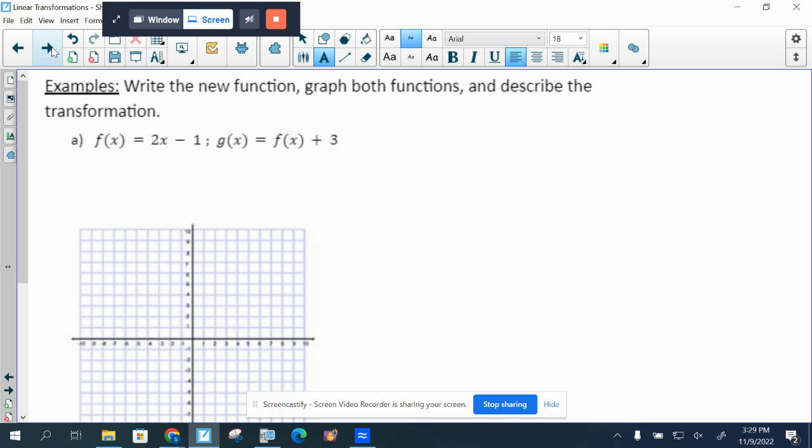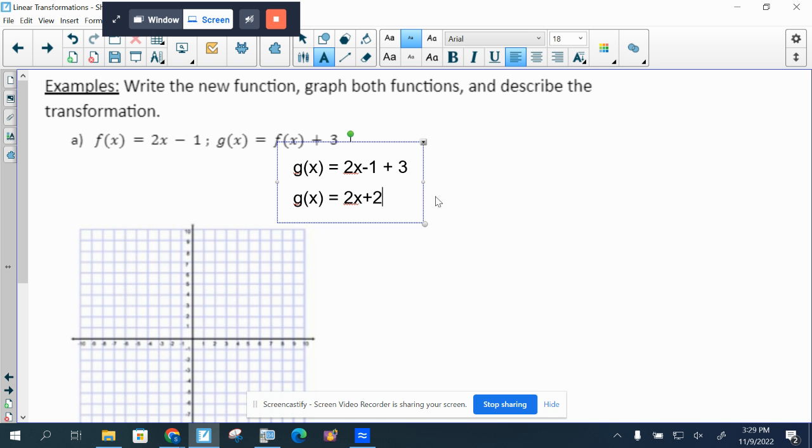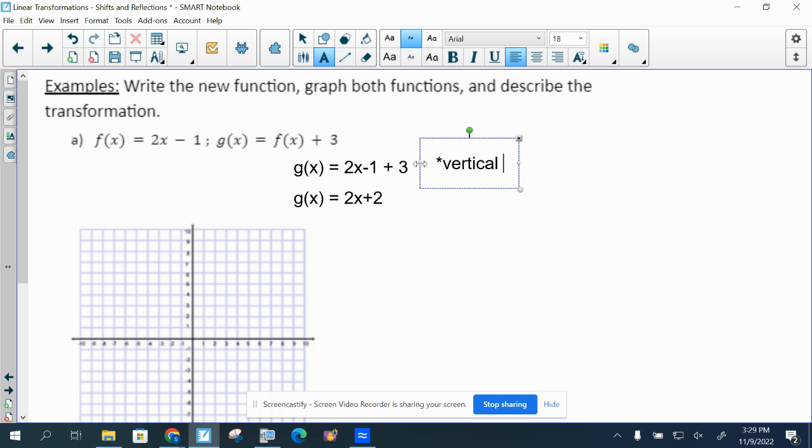Okay, let's do some examples. It says, write the new function given both functions and describe the transformation. So f of x equals 2x minus 1, g of x equals f of x plus 3. So that means we do g of x equals 2x minus 1 and then add 3 at the end. So it would be 2x plus 2 because negative 1 plus 3 is 2. So what this would do, it would cause a vertical, because the 3 is on the outside of the parentheses, vertical translation up 3 units.